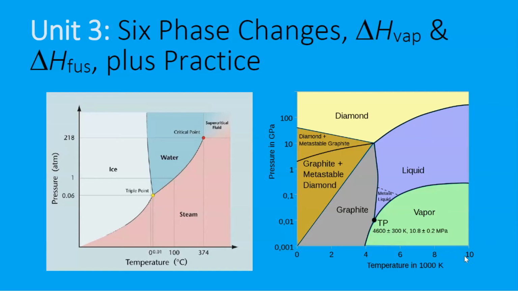Hi everyone. For a substance, there are typically three phases: solid, liquid, and gas. Thus, there are actually 6 possible phase changes or transitions. We will see those in a bit. Also, there are enthalpy changes associated with these transitions, and we'll focus on the enthalpy of vaporization and the enthalpy of fusion. We should have time to do a couple of practice problems as well.